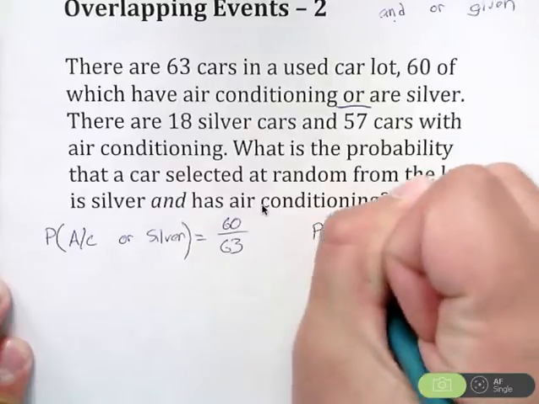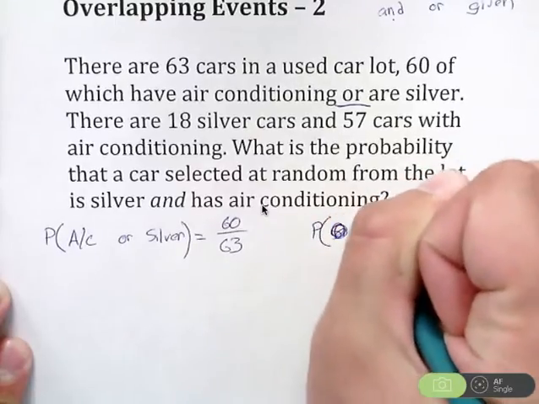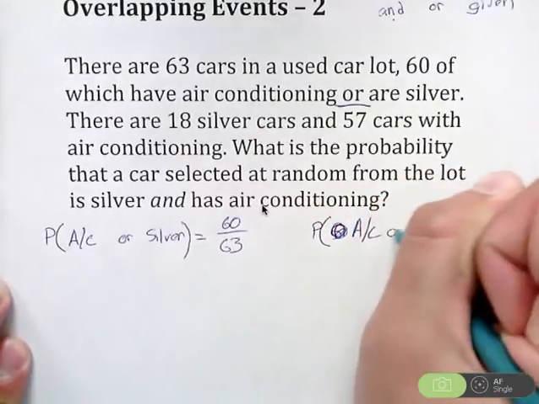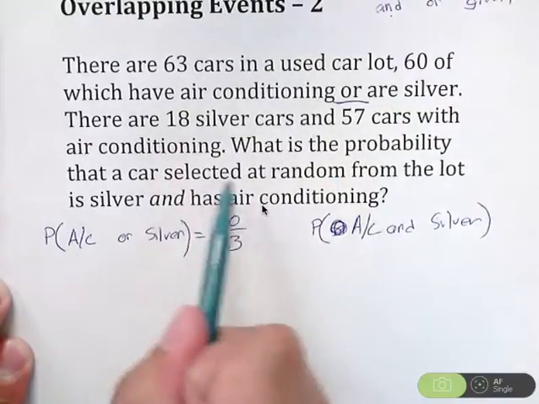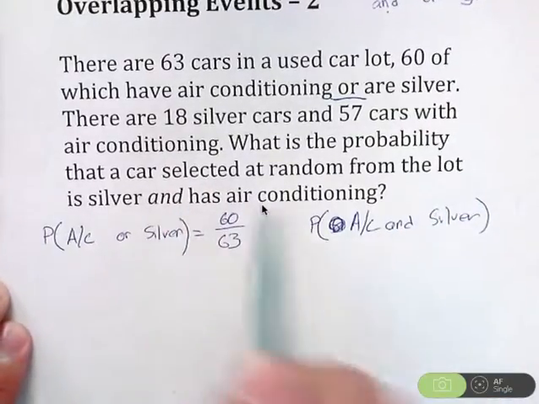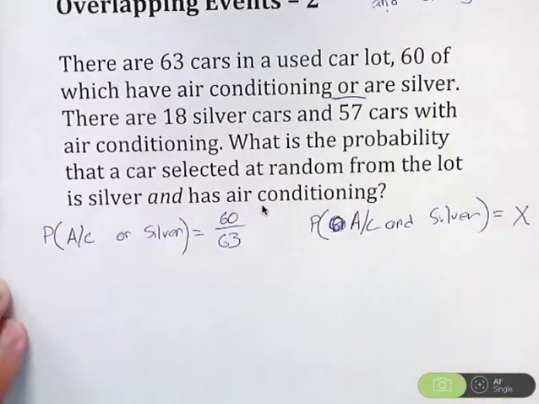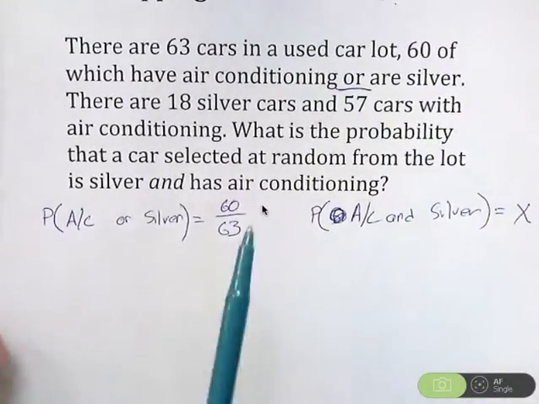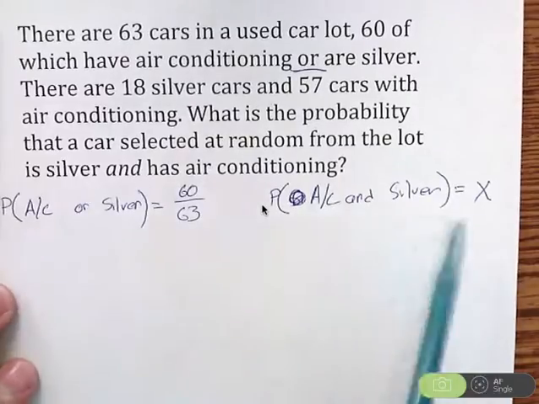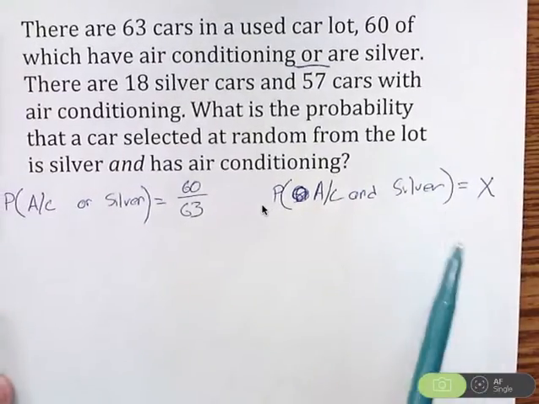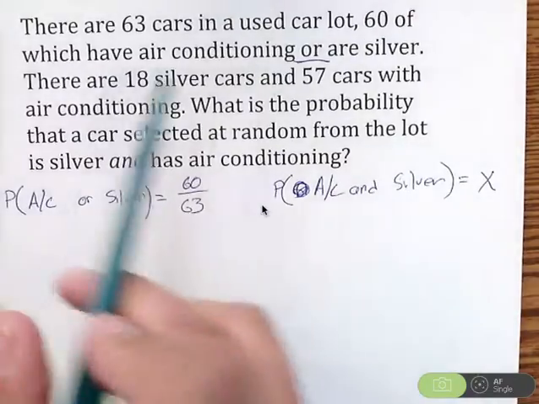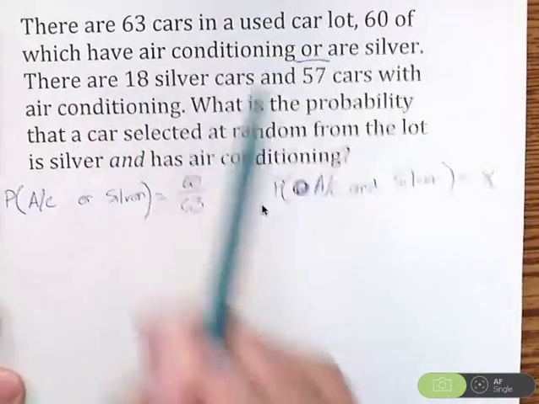So they want to know, let's do air conditioning and silver. That's what they're asking for. We don't know that, so I'm going to put X. Let's try and figure out what these other numbers are. So in words, I can now see we're dealing with air conditioning or silver, and an and there.